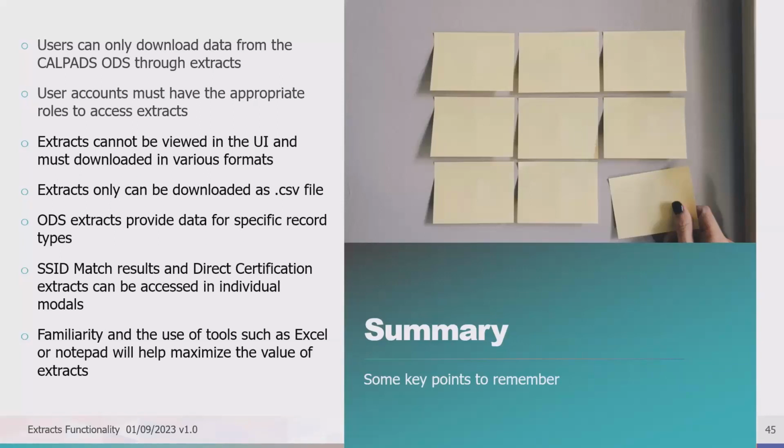ODS extracts provide data for a specific record type. When you're looking for data directly out of the CalPADS ODS, it comes out as record types, not to be confused with reports. Reports have various data. Sometimes multiple record types are used to make a report, whereas ODS extracts are specific by record type. SSID match results and direct certification extracts can be accessed through individual modals. So they may not be directly available on the extract screen, or they may, in the case of direct certification, be accessible from the extract screen and within the direct certification module itself.